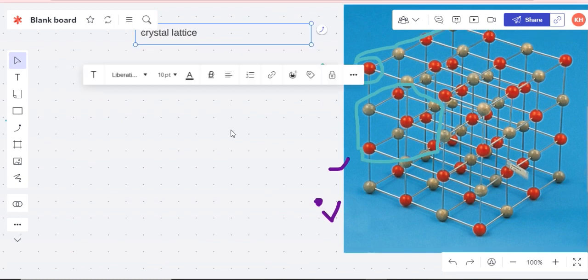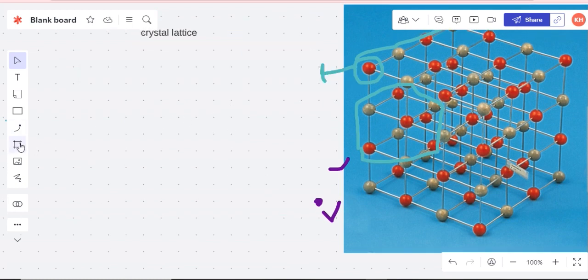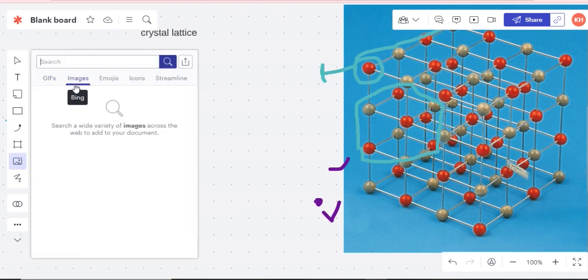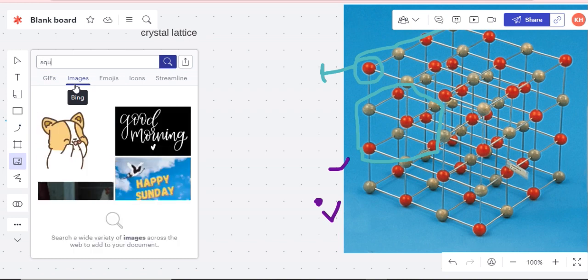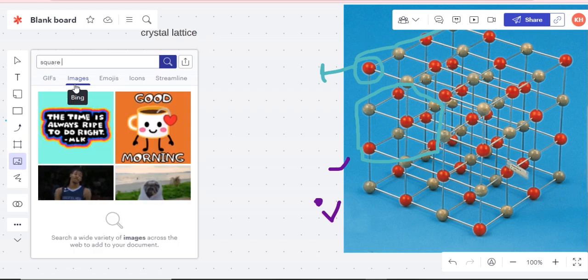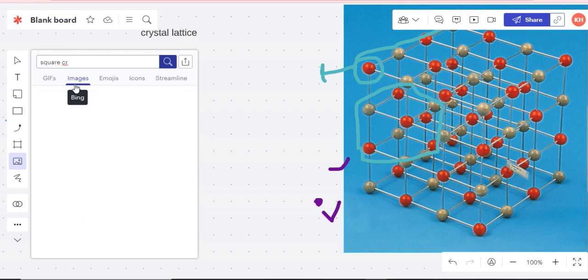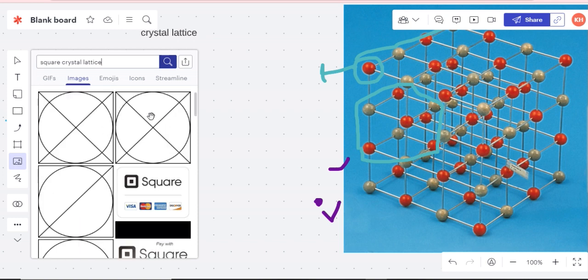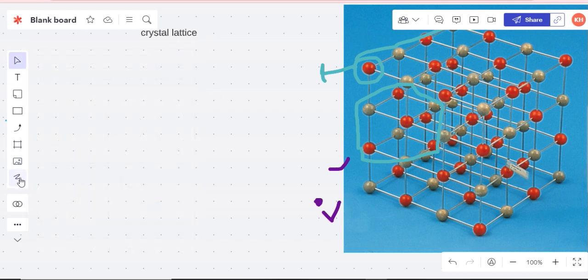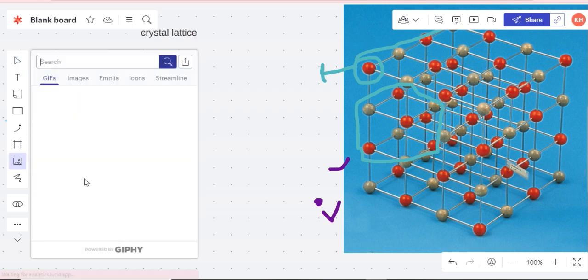So let's take an example of a crystal lattice. The first crystal lattice is the square crystal lattice. Let's get an example here. Okay, maybe I'm not getting the right picture. I can draw it myself. A square crystal lattice is something like this.